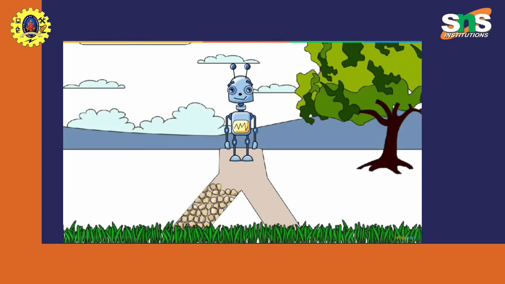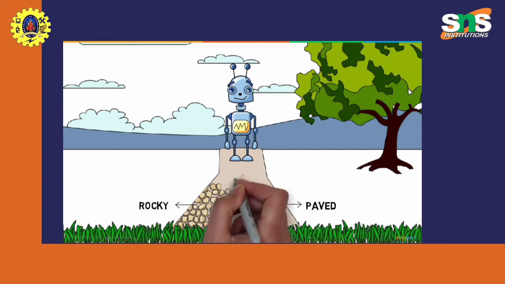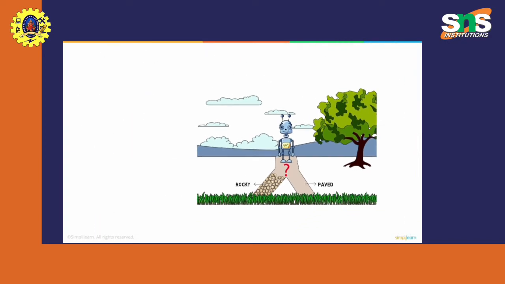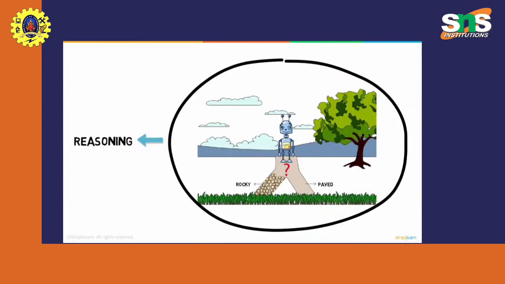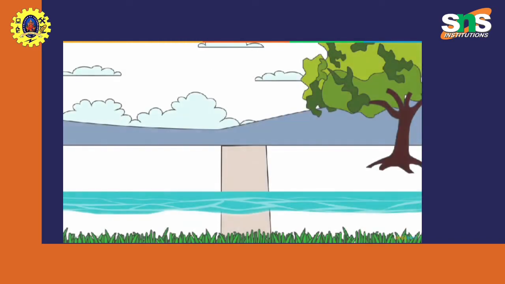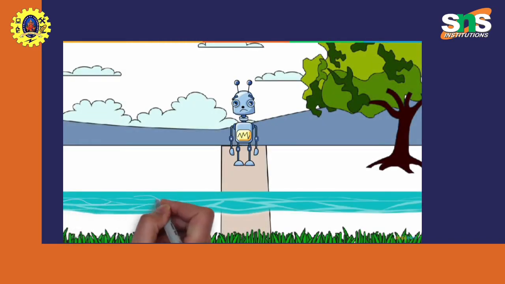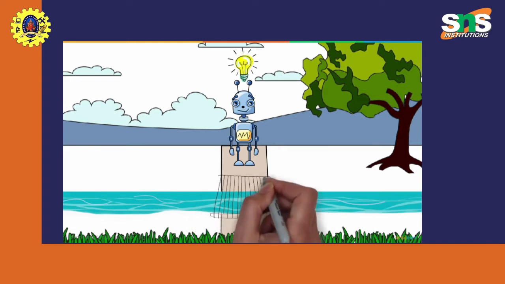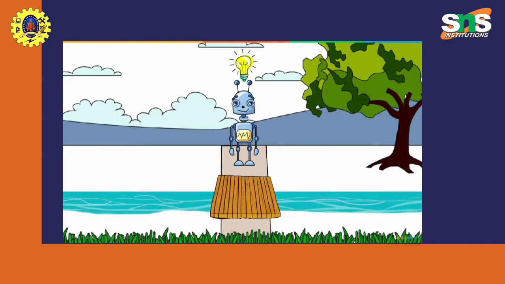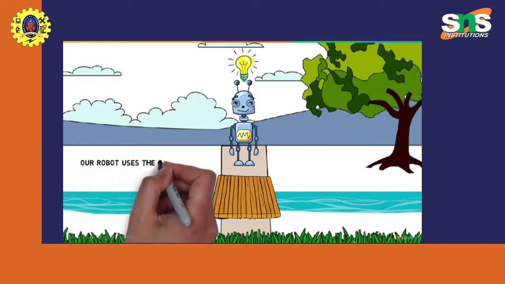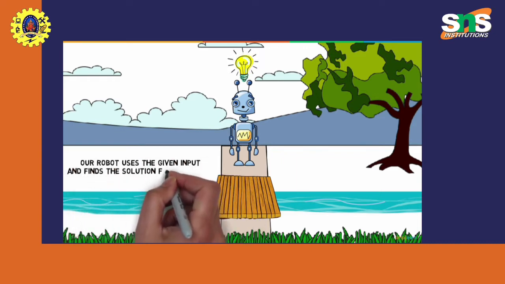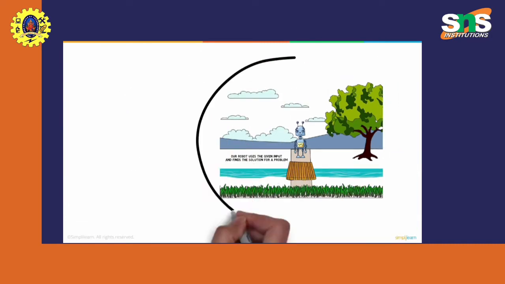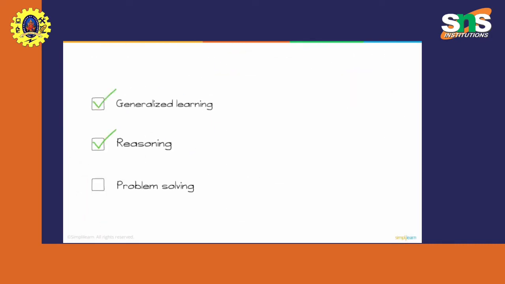The robot is now at a crossroad, one that is paved, the other is rocky. The robot must determine which path to take based on the circumstances. This portrays the robot's reasoning ability. After a short stroll, the robot now encounters a stream that it cannot swim across. Using the plank provided as an input, the robot is able to cross this stream. So, a robot uses the given input and finds the solution for the problem. This is problem solving. These three capabilities make a robot artificially intelligent.